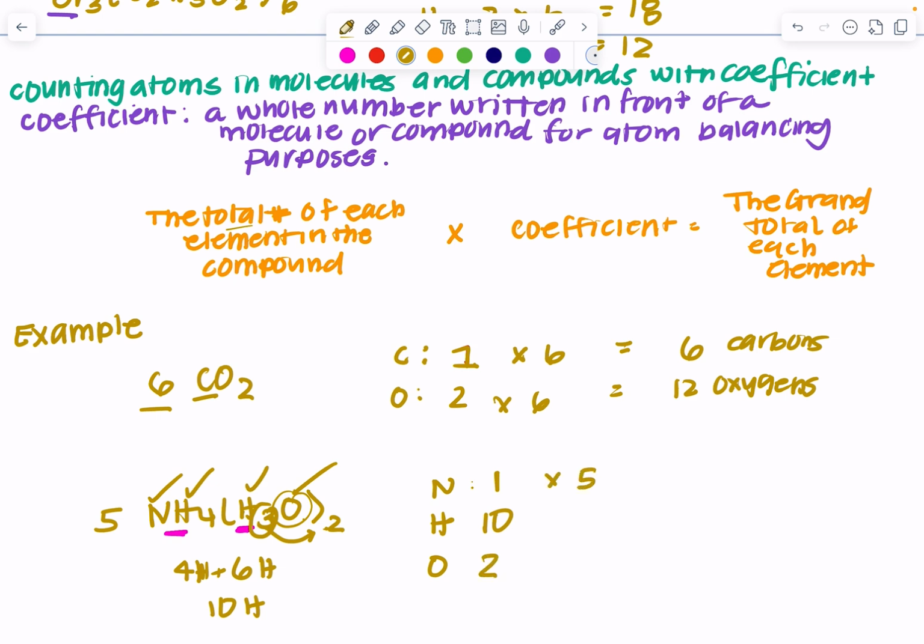Now we can multiply all of these by the coefficient in the front, and we should have 5 nitrogens, 50 hydrogens, and 10 oxygens. Okay? We want to make sure that we can do this really quickly because next time we're going to be balancing, and it's really important to know exactly how many of each specific element is in a compound, whether it has a parentheses, whether it doesn't, whether it has a coefficient and a parentheses, whether it has one of each. It's really, really important. We need to be able to do this quick.